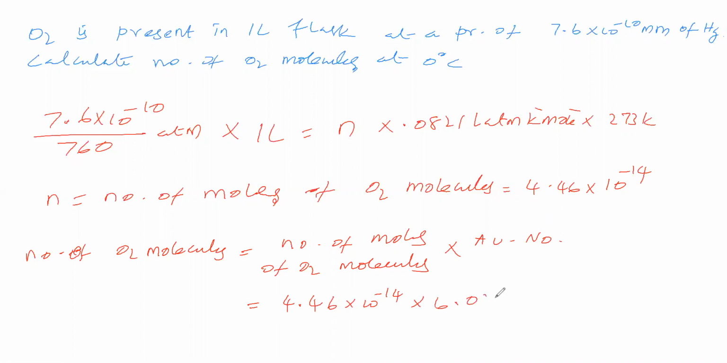Avogadro number is 6.023 into 10 to the power of 23. By simplifying, we calculate the number of oxygen molecules, which comes as 2.68 into 10 to the power of 10. It is the number of oxygen molecules. Okay, we'll go to the next sum. Calculate the density of carbon dioxide.